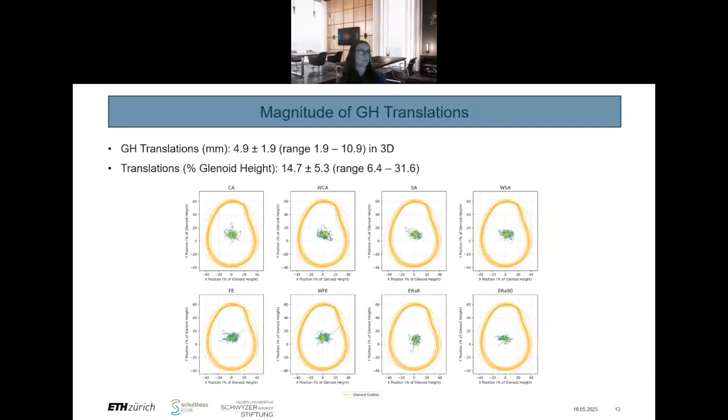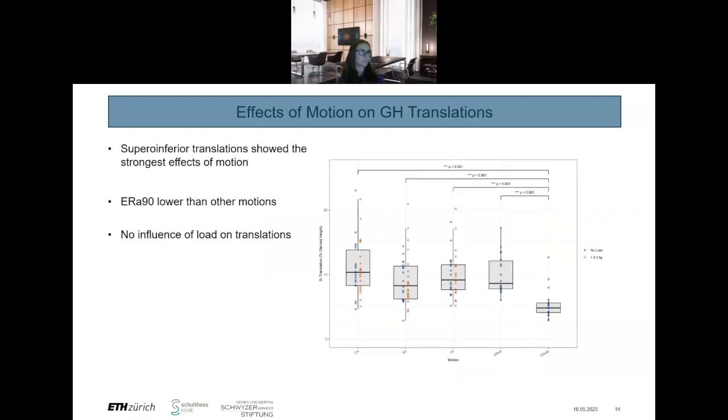So here are all of the results. In the panels, you see each separate motion with all the subjects pooled. So overall, we see translations of 5 millimeters. And then if we normalize that to glenoid height, so we can compare more easily between subjects, that's about 15% of glenoid height, but we have quite a range. And you can already see the range in both the variation and pattern in these pooled plots.